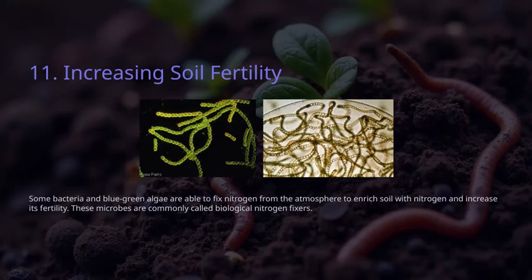Now, let's talk about increasing soil fertility. Some bacteria and blue-green algae have a really important role here. They are able to fix nitrogen from the atmosphere, which means they can convert that nitrogen into a form that plants can actually use. This process naturally enriches the soil with nitrogen, making it more fertile and healthier for plant growth. These special microbes are often called biological nitrogen fixers.